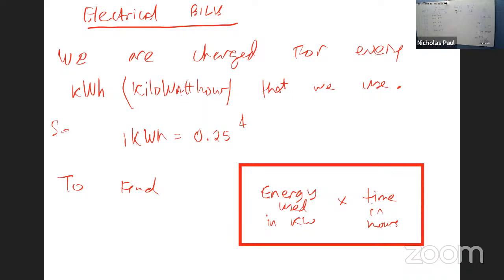Okay, so in order for us to find the amount of energy we use, we need to find the energy in kilowatts multiplied with time. Right? That will give us an idea.